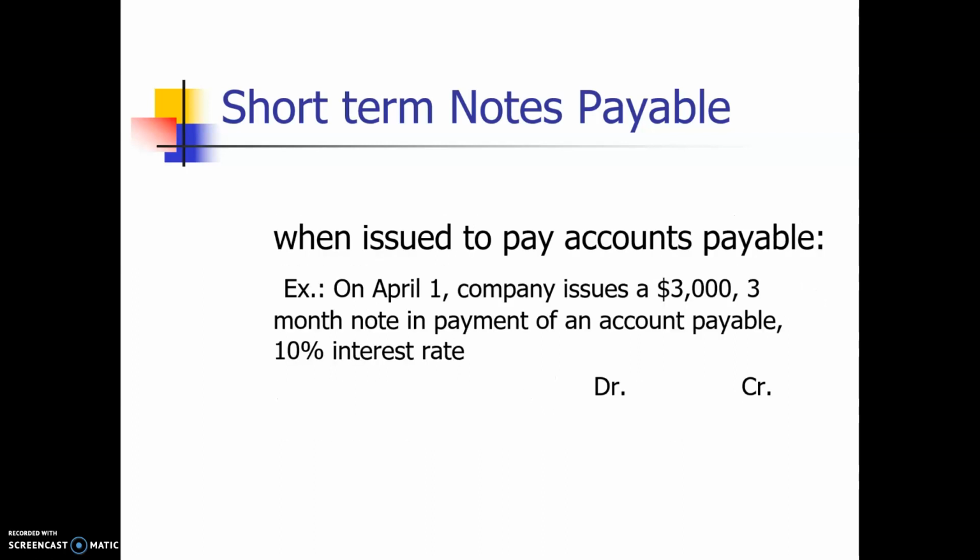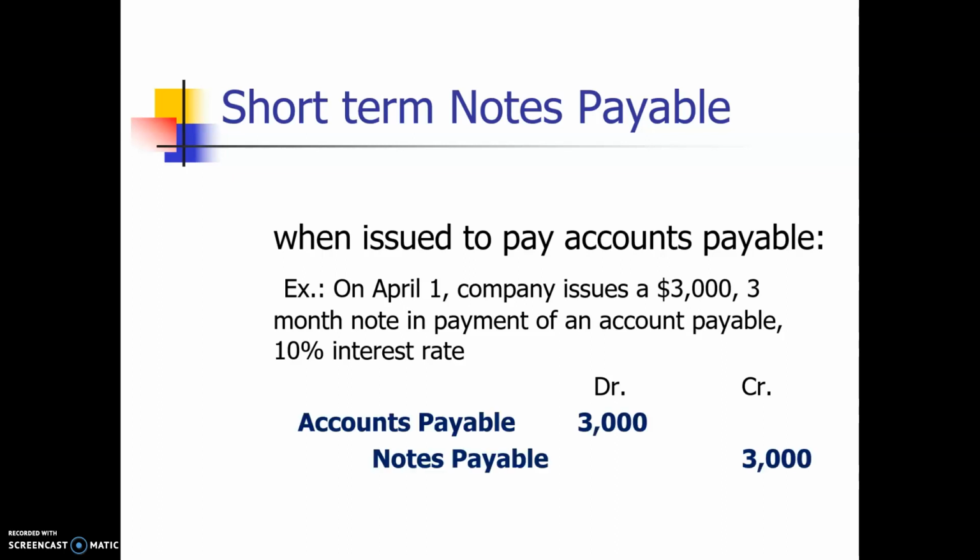So let's say we issued a $3,000 3-month note to pay an account payable, right? Back in the receivables chapter, we talked about our customers that maybe couldn't pay their account receivable. They needed more time, so we had them give us a note, right? So we had a note receivable when we were the one getting the note from our customer. Well, now we're on the other side of the transaction. We're the customer. We're having a cash flow problem. We can't pay our vendor, so we give a note to pay off our account payable.